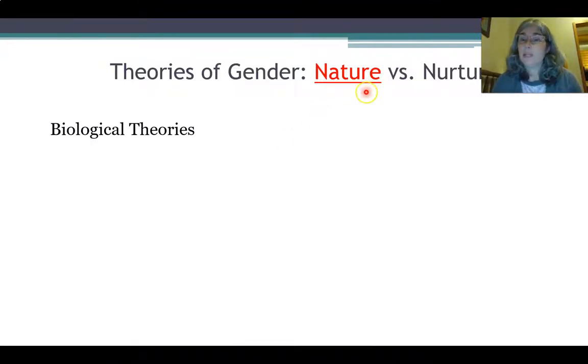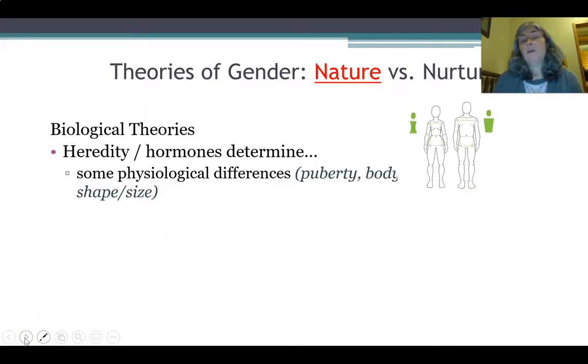So, when it comes to nature versus nurture, let's start by looking at biology, which is the nature side. We do know that genetics, through the mechanism of our hormones, do play a large role, and hormones determine certain physiological differences. One of the ones that's really striking and easy to see is body shape and size, and the changes that go along with puberty. When you compare males and females, if you see these two pictures here, you'll notice females tend to have what we call an hourglass figure. Males tend to have an upside down triangle figure. Those bodily shapes begin at puberty and are put into motion from our hormones. Before that, we're all pretty much straight up and down.